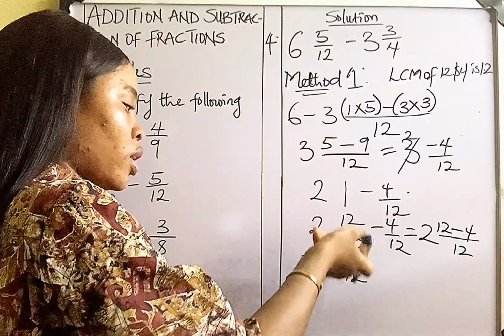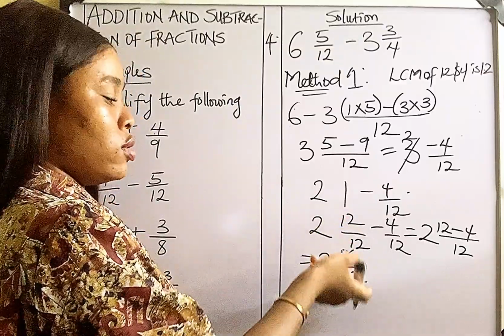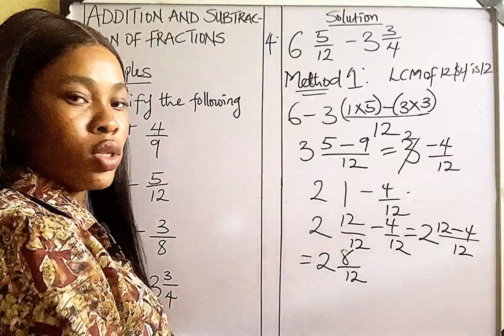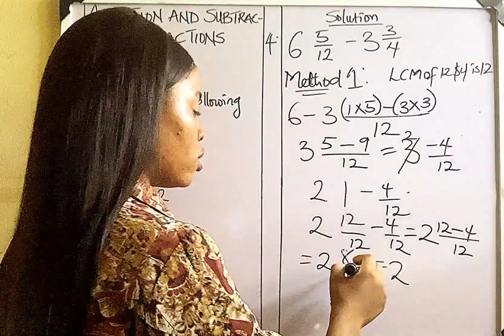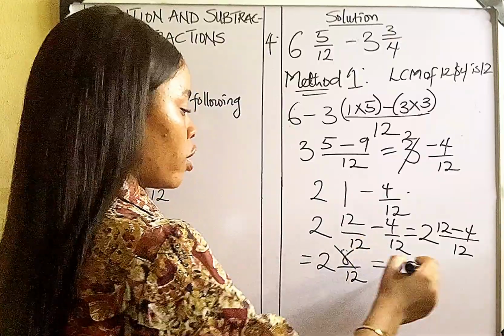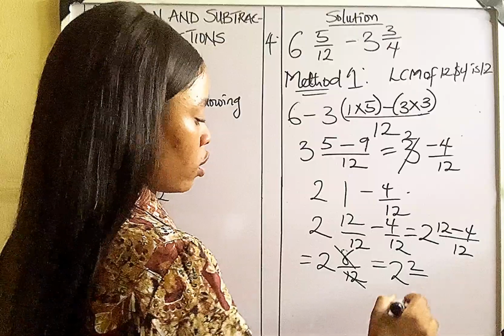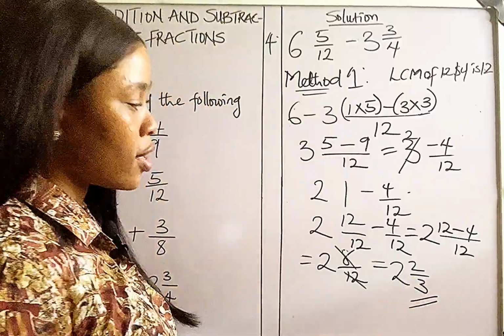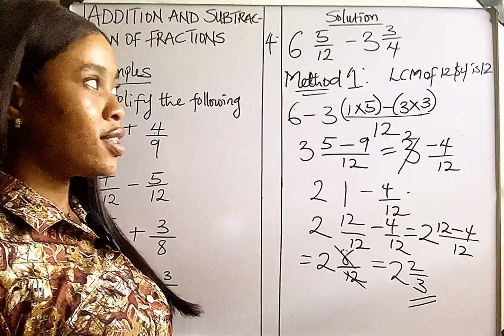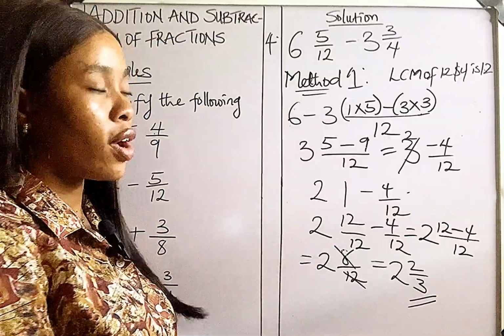Now we can see that we cannot conclude that this is the final answer, because the fractional part can be reduced to its lowest term. So what can go here? 4 here gives us 2, and 4 here gives us 3. So this is our final answer, 2 whole number 2 over 3. Now this is for method 1. For those who prefer this method, fine.